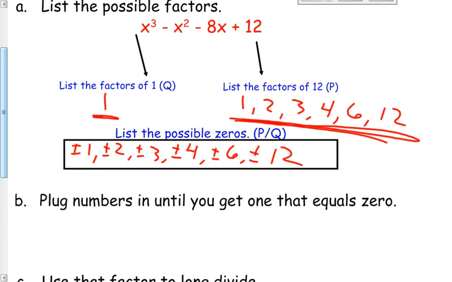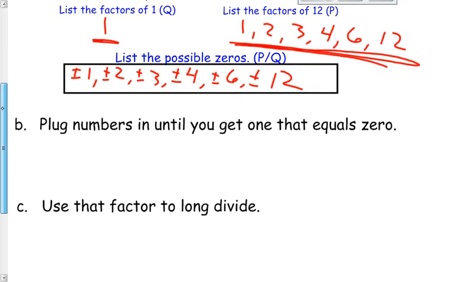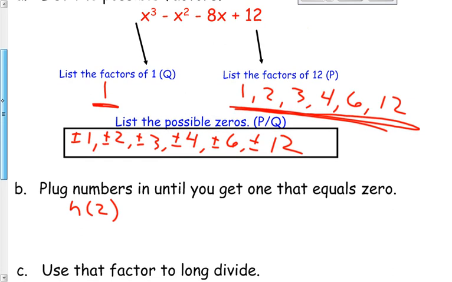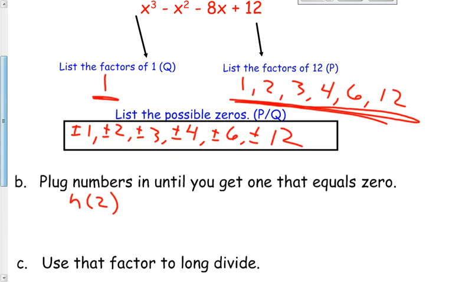Alright, on step B, hopefully you tried a bunch of them until you got one that equals 0. As you did this, I got the one for positive 2. So I found out that when h is 2, I got myself a 0. So let's work on that here. That equals x cubed, which is now 2 cubed. Oh, minus, sorry about that. Minus x squared, so it's minus 2 squared. Minus 8 times 2 plus 12.